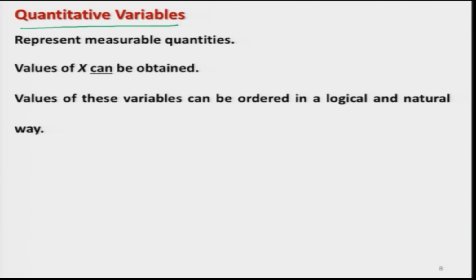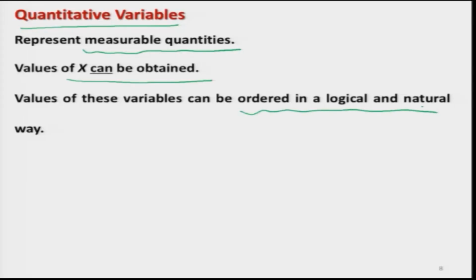In very simple words, I can say without going into the mathematical details that quantitative variables represent some measurable quantities. Measurable quantities means the numerical values of x can be obtained. And once these numerical values are obtained, then they can be ordered in a logical or a natural way. Possibly this is one of the most simple definitions I can give you about quantitative variables.